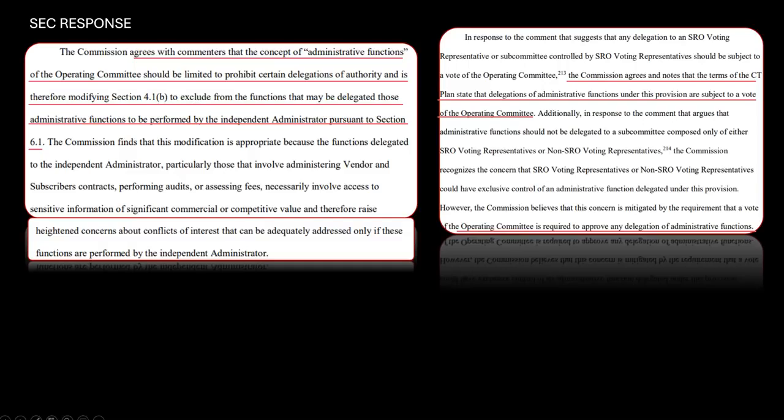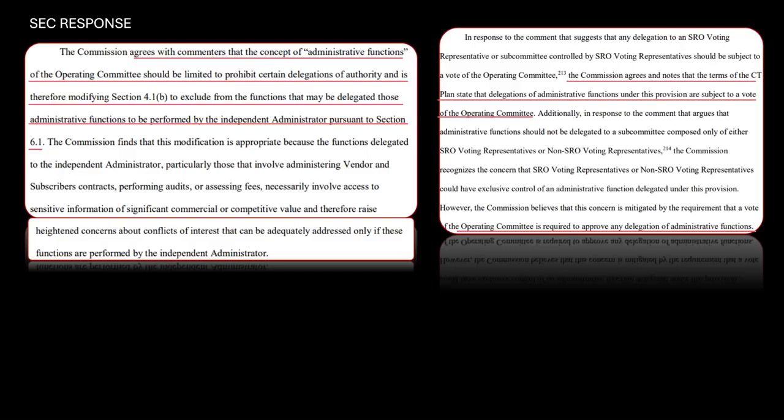In response to the comment that suggests that any delegation to an SRO voting representative or subcommittee controlled by the SRO voting representatives should be subject to a vote of the operating committee, the Commission agrees and notes that the terms of the CT plan state that delegations of administrative functions under the provision are subject to a vote of the operating committee. Additionally, in response to the comment that argues that administrative functions should not be delegated to a subcommittee composed only of either SRO voting representatives or non-SRO voting representatives, so basically they're saying you should either make it one side or the other.